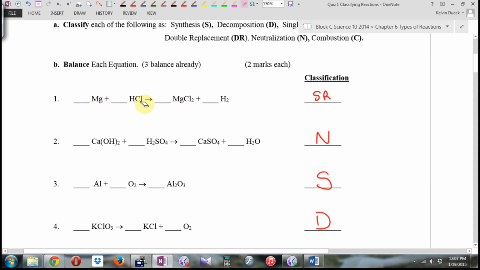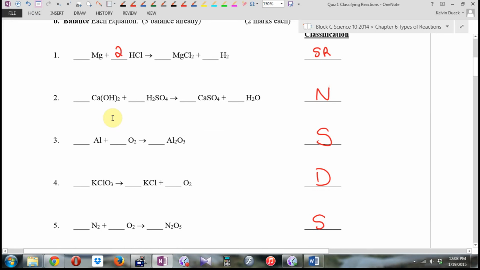How many chlorines here? 1. How many here? Okay, so the first thing that I might say is I'm going to need 2 chlorines on the left. Chlorines match, magnesiums match. Ty, my friend, how many hydrogens are now here on the left? How many on the right? Ah, there. Balanced. So 1 mark for that, 1 mark for putting the 2 there.